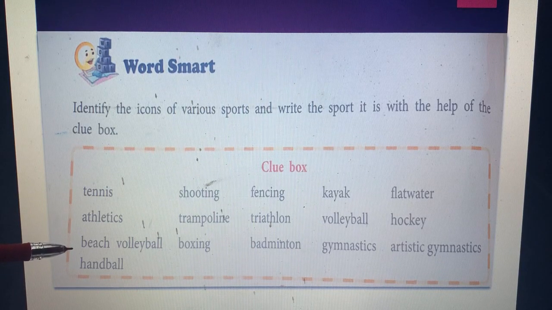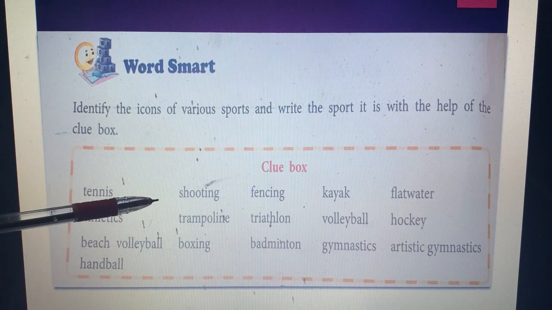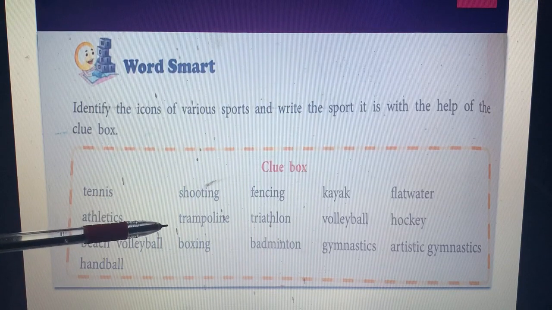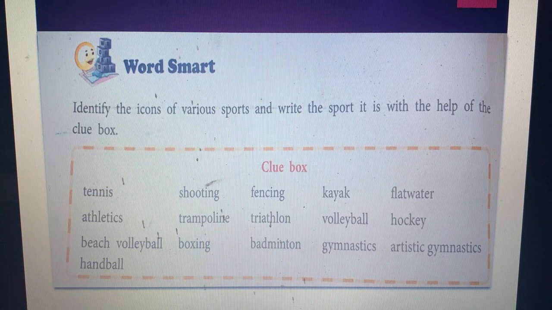Beach volleyball. Beach volleyball is a volleyball game which is played on the beach. Handball, you all know, which we play with the help of hands. Shooting, you all know from movies. Then trampoline. What is this trampoline?